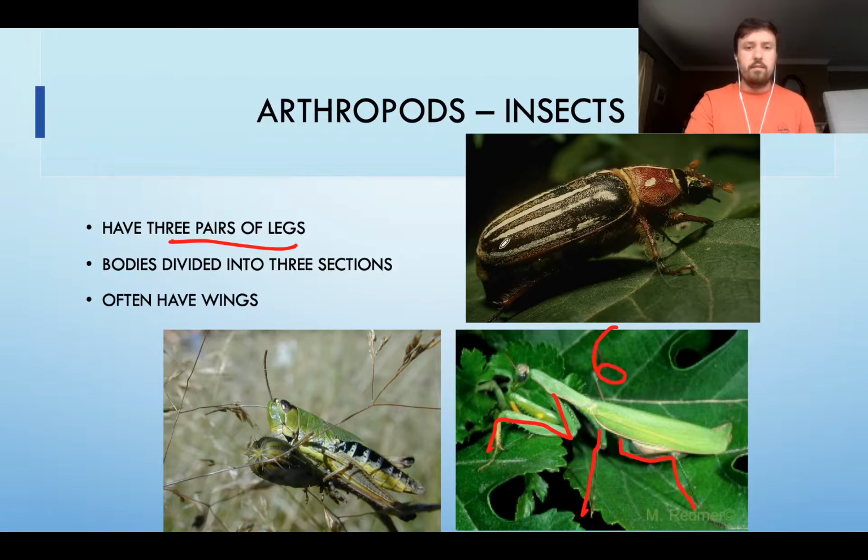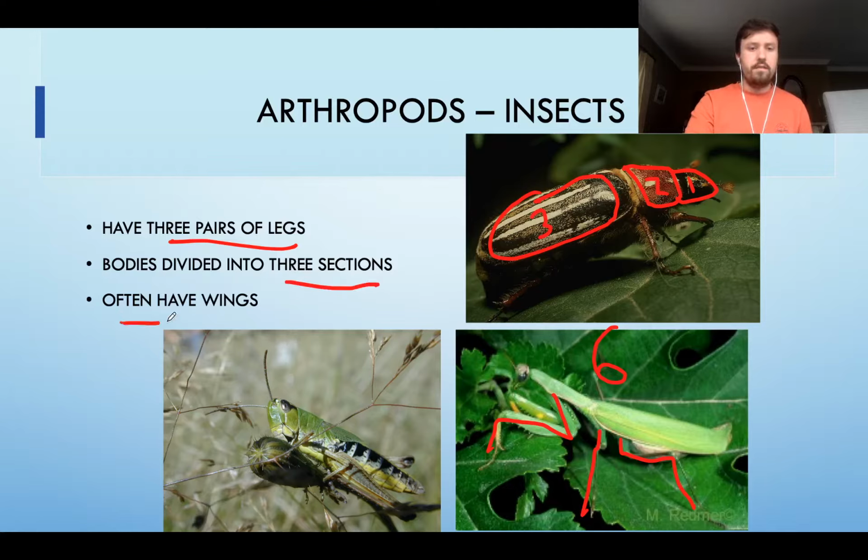The body is divided into 3 sections. If you look at this bug here, I think it's a lightning bug actually, one section here is where his wings are. This is a middle section here where his heart would probably be, and then his head up at the top here. So 1, 2, 3 sections. So that's the 3 sections requirement.